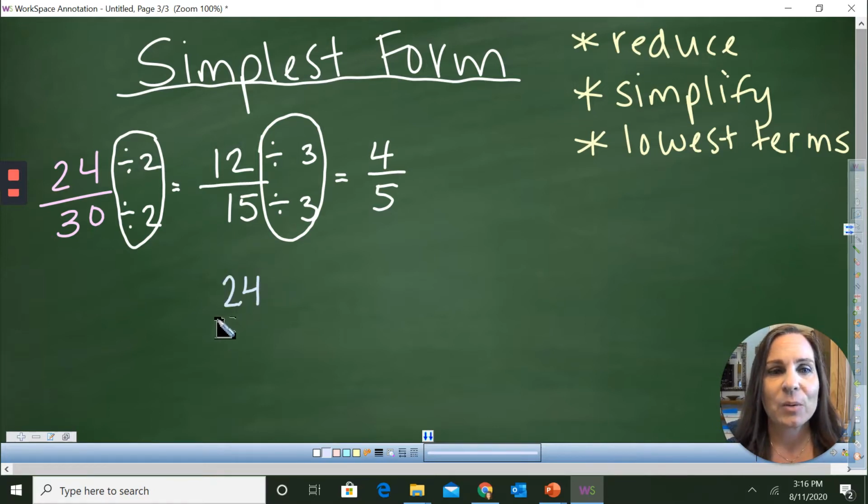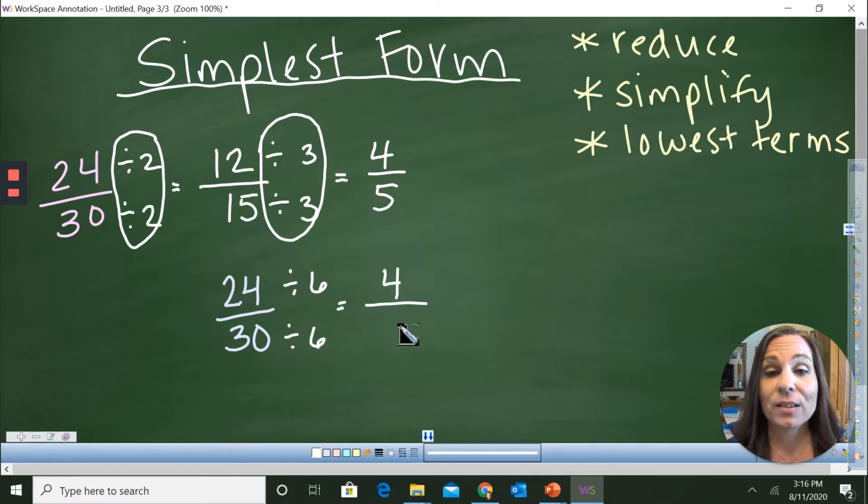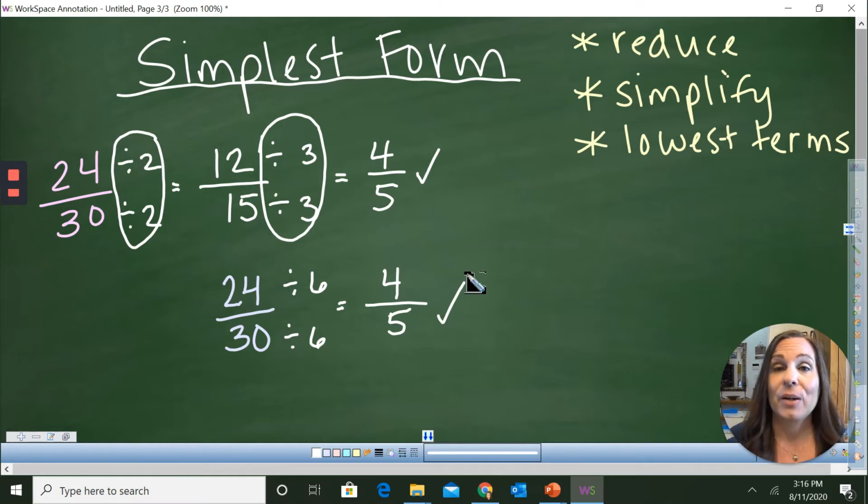So if I start back with 24/30, but this time, instead of dividing by 2 and then dividing by 3, what if I divide by 6 right from the beginning? Well, 24 divided by 6 is 4, and 30 divided by 6 is 5. So I got to the same answer, but I got there in one step. And the reason I got there so much faster is because 6 is the GCF of 24 and 30. So if you need a little refresher on GCF, go check out the GCF video. But if you divide by the GCF when you're simplifying fractions, you'll get there in one step.